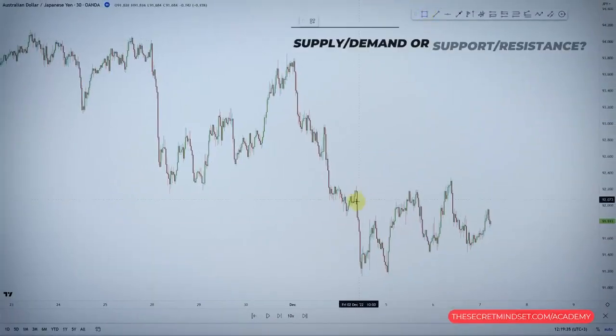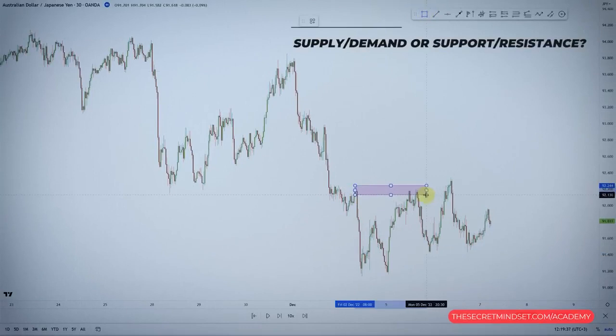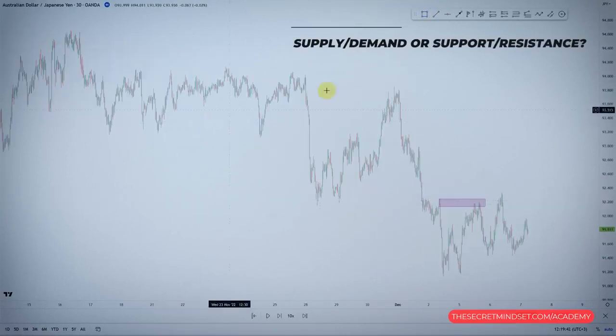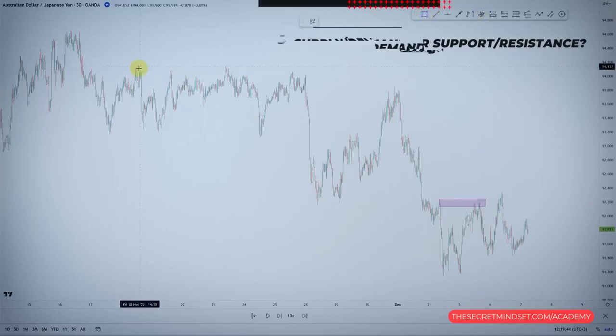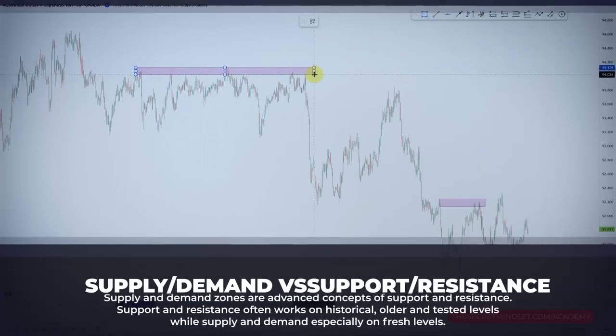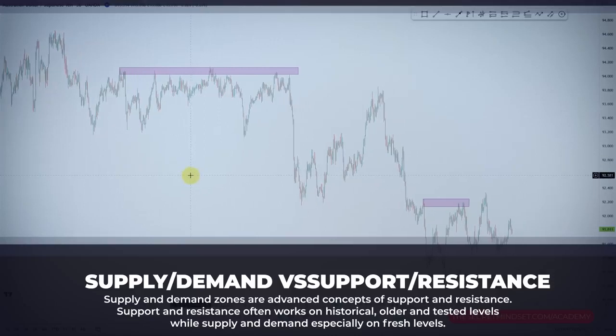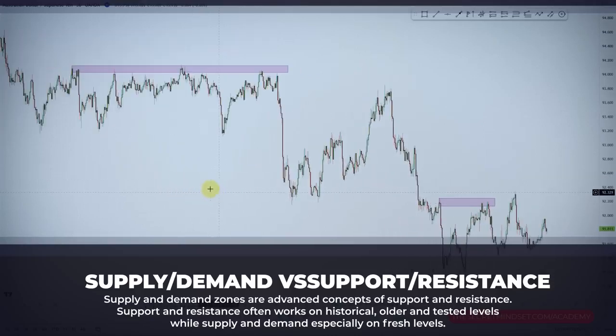Many traders get confused between the concepts of supply and demand and support and resistance. So let's talk about the difference between these two concepts. Supply and demand zones are advanced concepts of support and resistance. They both indicate points where the price can reverse. The big difference between the two is that support and resistance often works on historical, older, and tested levels, while supply and demand especially on fresh levels.